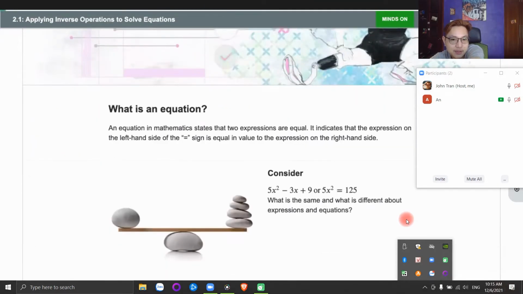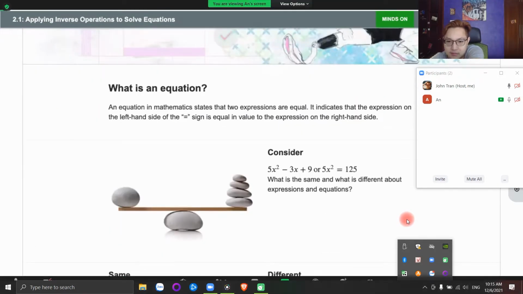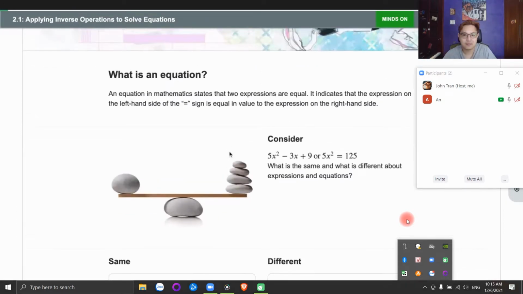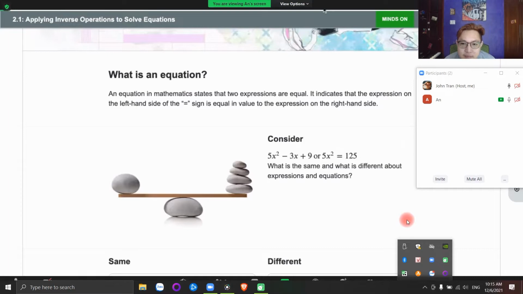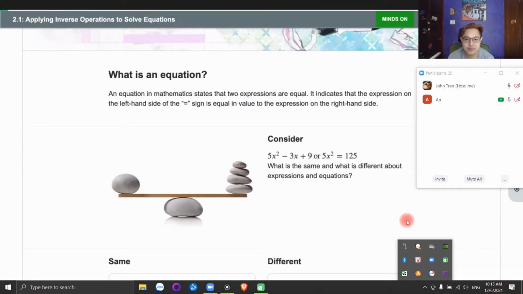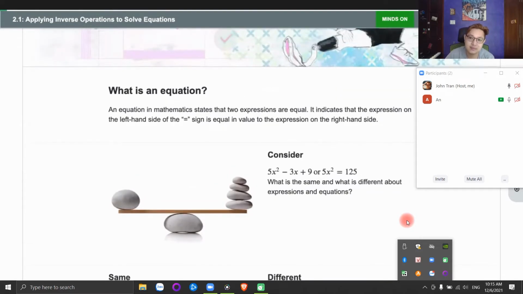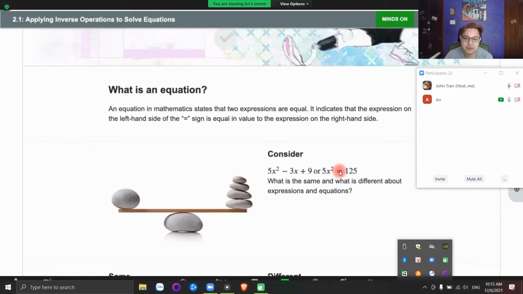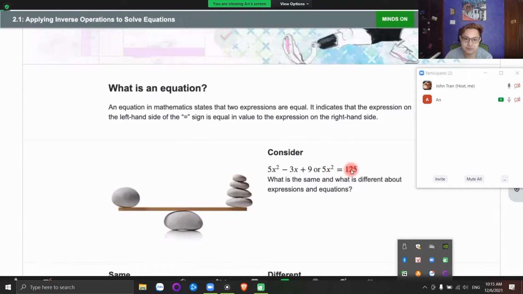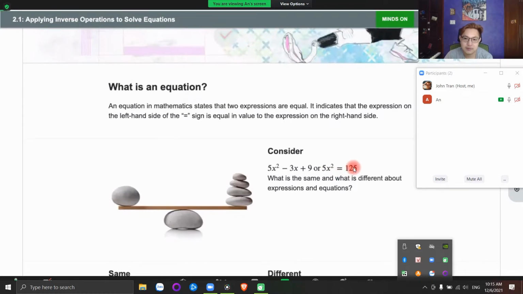What is an equation? And consider something. What's the same and what's different about an expression and an equation? Okay, so let's look at this one. Consider 5x squared minus 3x plus 9, or 5x squared equal to 125. So, do you know what's different between expressions and equations?